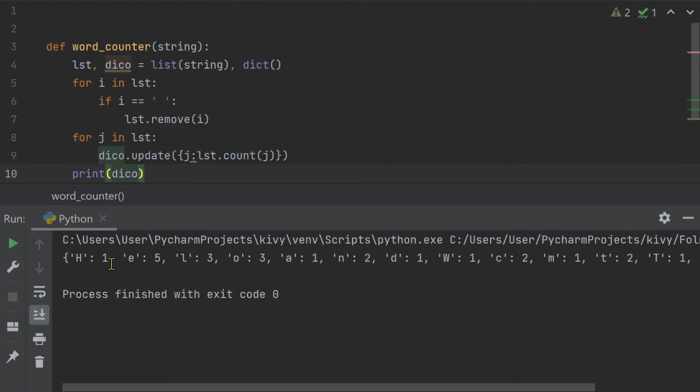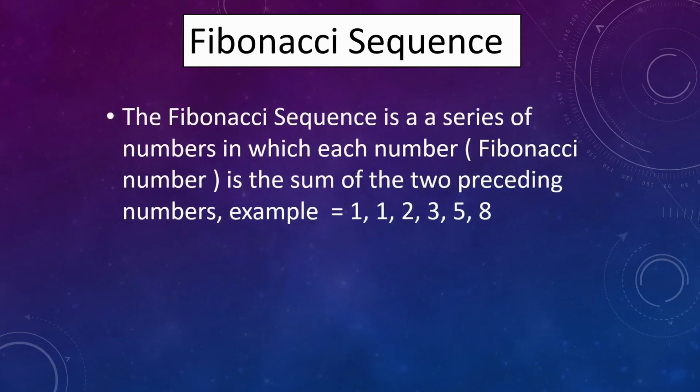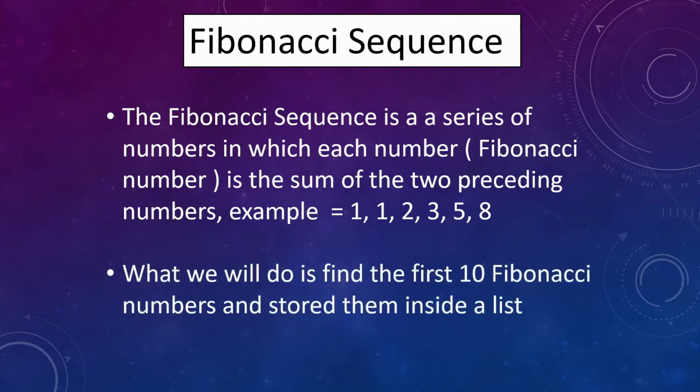H appeared one time, E appeared 5 times, L 3 times, O 3 times, and so on for the others. The fourth exercise is the Fibonacci sequence. The Fibonacci sequence is a series of numbers in which each number is the sum of the two preceding numbers. Example: 1, 1, 2, 3, 5, 8. What we'll do is try to find the first 10 Fibonacci numbers and store them inside a list.